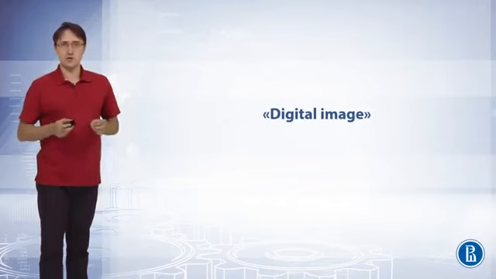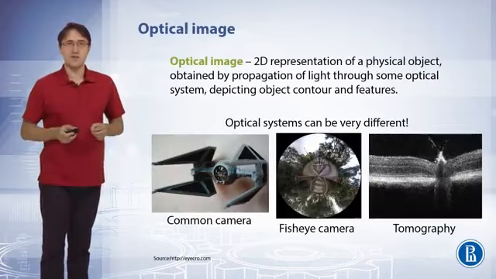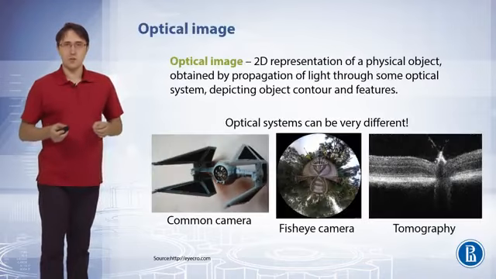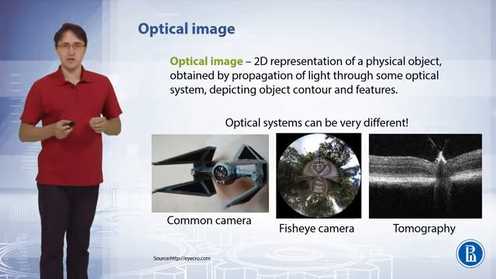The object of computer vision is a digital image, so first of all we should understand what a digital image is. We start from optical image. Optical image is a 2D representation of a physical object obtained by propagation of light through some optical system, depicting object contours and features. As you can see from these three examples, optical systems can be very different.